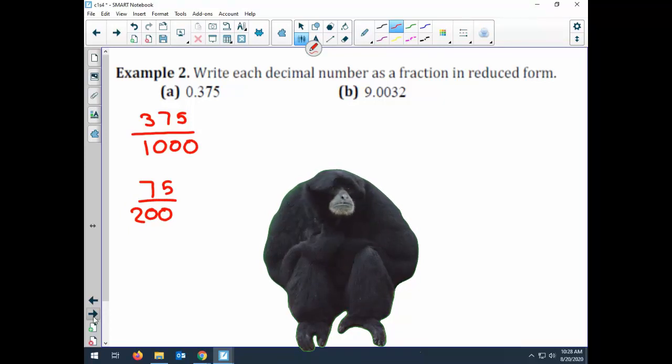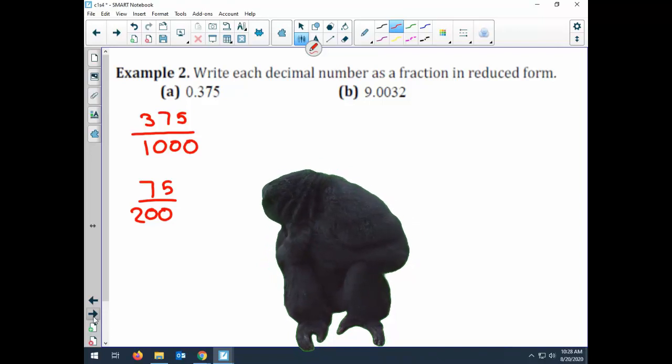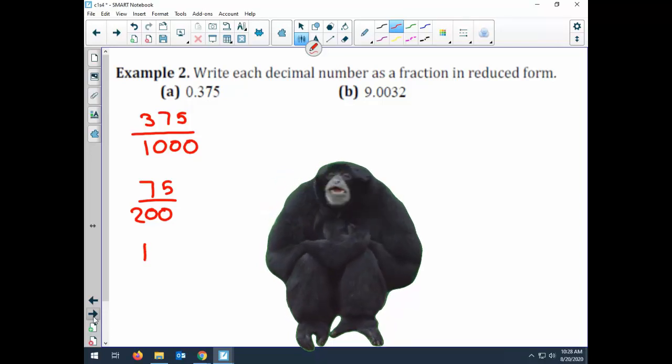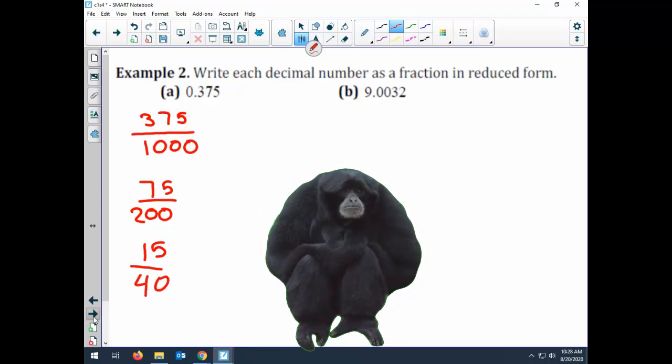So notice I can divide it by 5 again. At some point I do divide it by 5. There we go. And do one more time and get 3/8. So again, same thing with B. You can do it just like this. What would that be in the 10,000? It'd be 32 over 10,000, and we can reduce it. Or we could use the calculator.